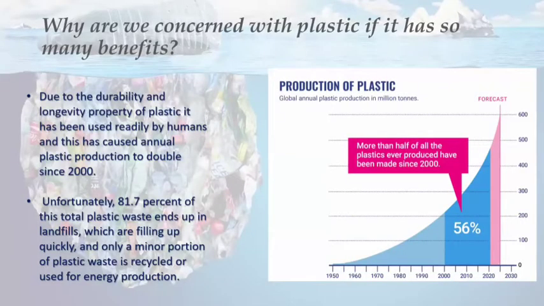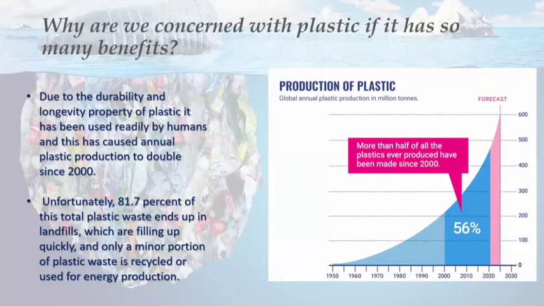Why are we concerned with plastic if it has so many benefits? Despite all the benefits of plastic, it has remained one of the most hazardous materials on Earth. Due to its durability and longevity, plastic has been used readily by humans, and this has caused annual plastic production to double since 2000. Therefore, it is used for various purposes and a lot of plastic waste is generated.